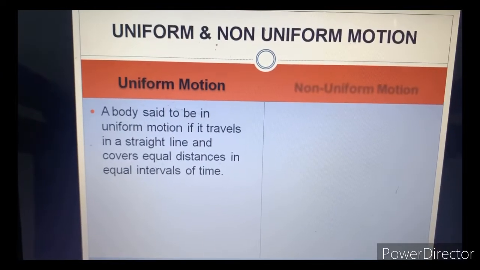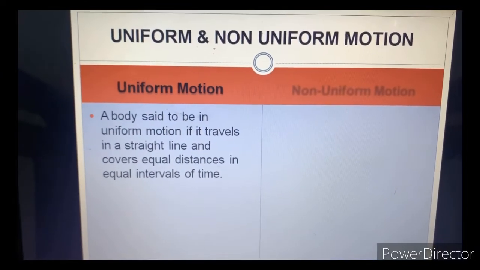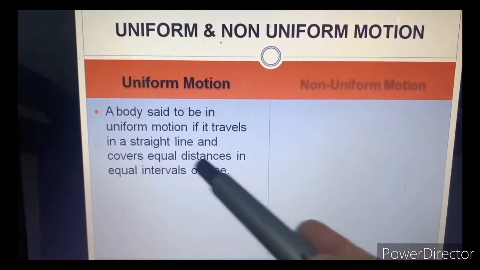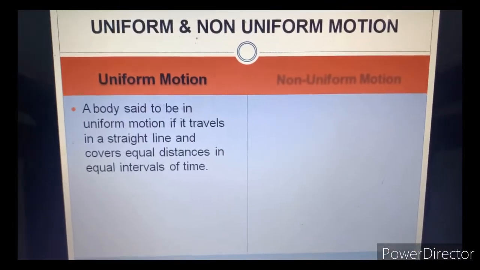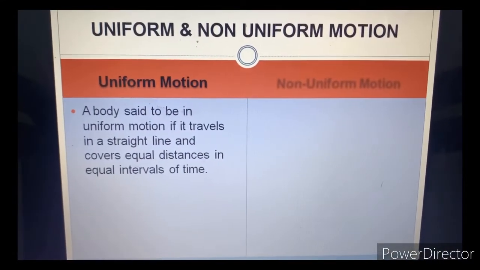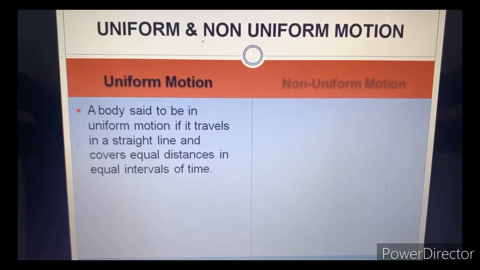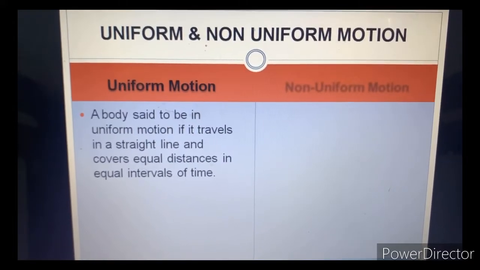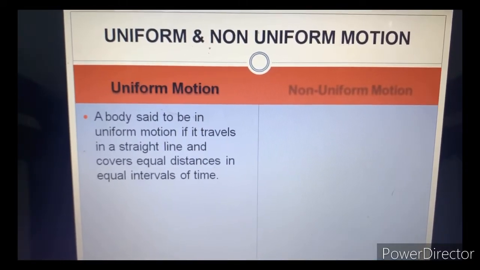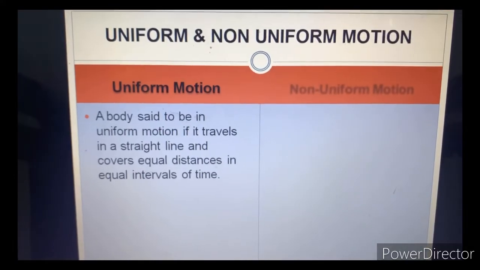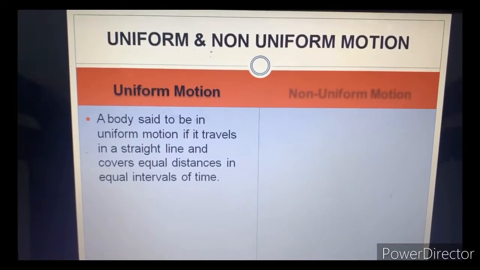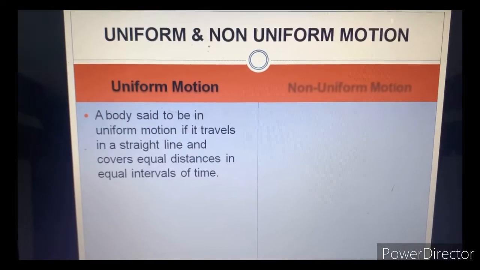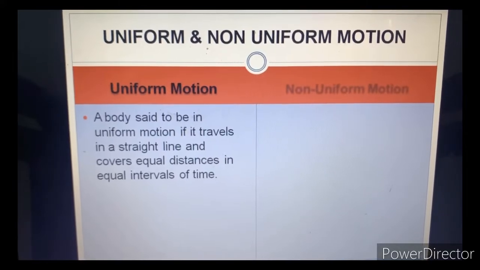it will travel 1500 meters. So you will see that it covers equal distances in equal time. It means that after every 1 minute, it travels the same distance, 500 meters, because at 1 it travels 500, at 2 it travels 1000, and at 3 it travels 1500. This means that this body is in uniform motion. I'll explain with an example in the next slide.